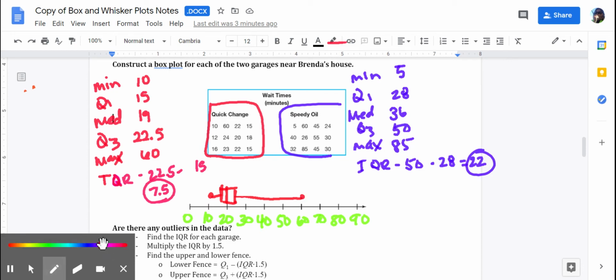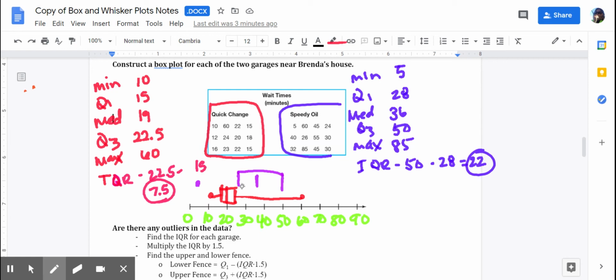Now I'm going to come back and do the same thing with my speedy oil. In this case, my minimum is 5. My Q1 is 28. Median 36. Q3 50. And then I have a maximum of 85.